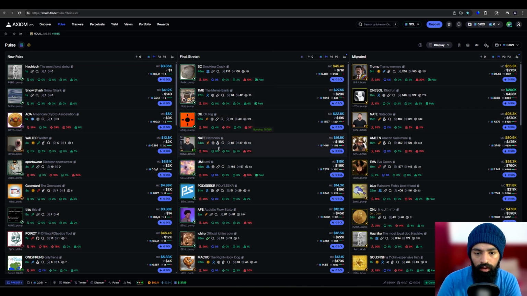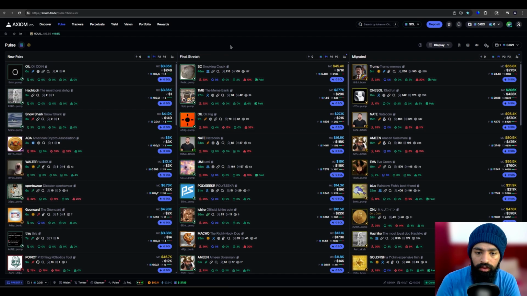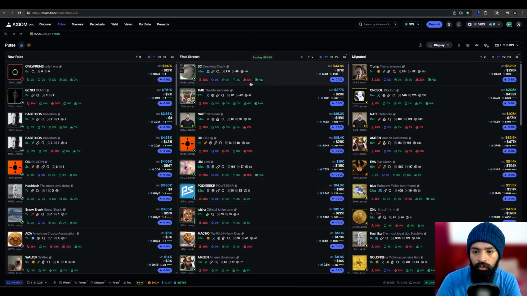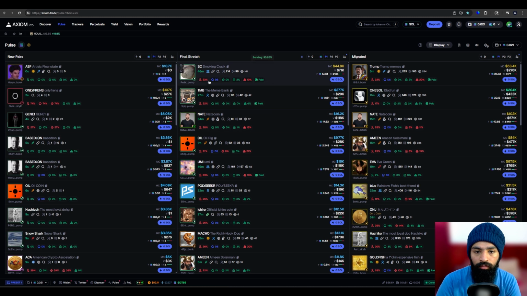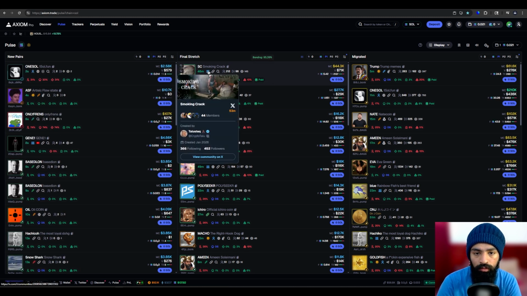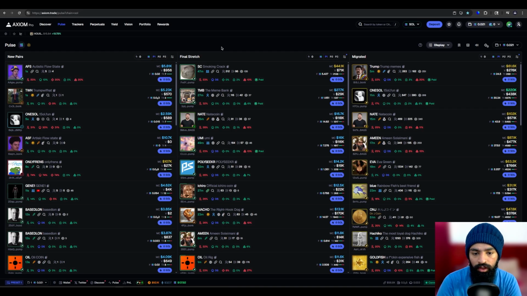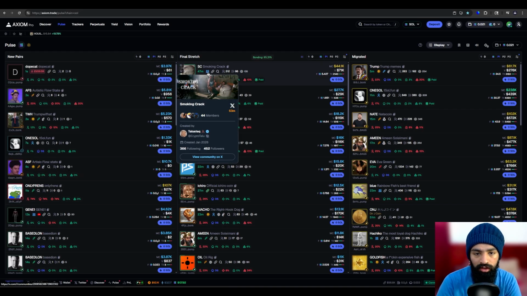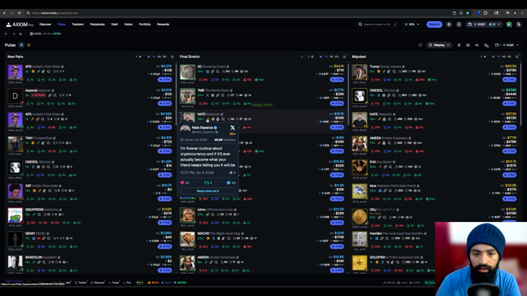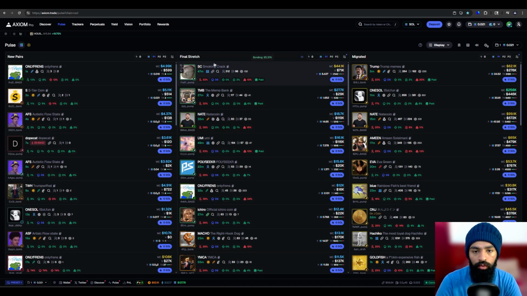Again, fairly new coins, not very recent like the new pairs we see on the left. So these are fairly new coins. After the time, you'll see three different kinds of icons. You'll see these two people icons, a singular person, and this leaf kind of icon. So what do they mean?